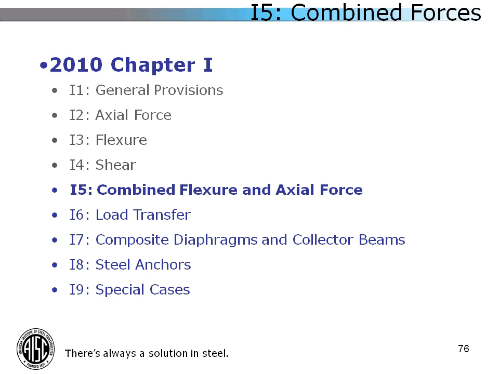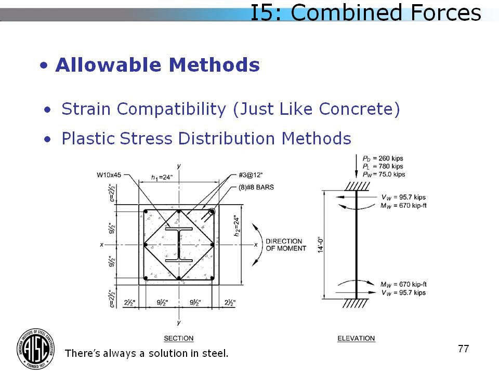That takes us through the shear provisions. We are now going to take a look at section I-5 on combined flexure and axial force. And there are quite a number of methods to check combined flexure and axial force within the specification.